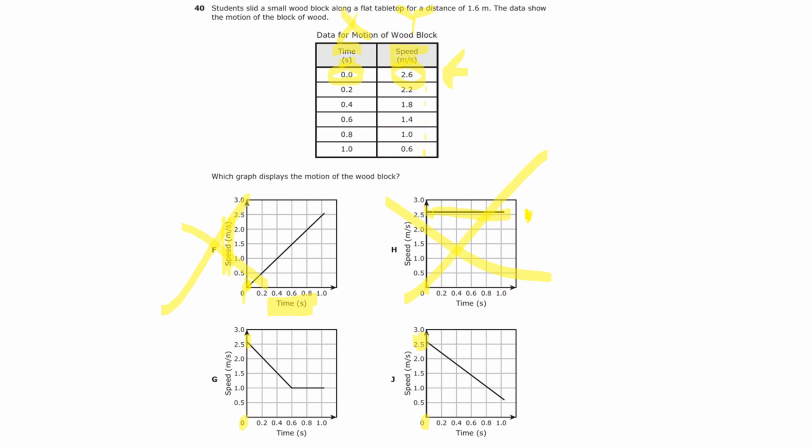Let's just pick a random one, right? You can do all of them, but we're just trying to save time here. So at 0.4 seconds, you should be at 1.8. So 0.4 here. Let's go up. Are you at 1.8? This one shows you're at 1.5. Let's check this one. 0.4. You go up. Are you at 1.8? Yes, you're in between 1.5 and 2.0. And that's how you're going to do this type of question. All right, you can go ahead and run through them all. I'm going to try to save you a little bit of time. Pause it if you want. Look at it. Let's move on to the last part.